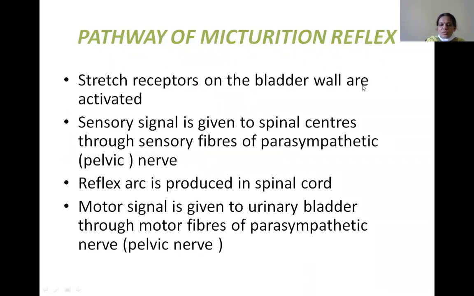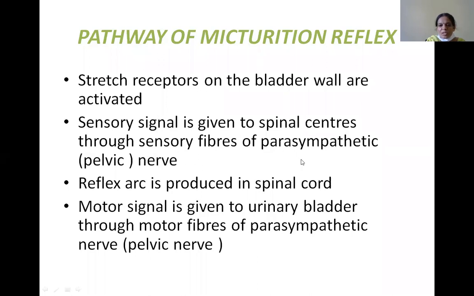So how does micturition occur? How is this micturition reflex elicited? There are stretch receptors. Whenever the bladder is being filled, the bladder will be stretched and these receptors will be stimulated. So these stretch receptors on the bladder wall are activated, and a sensory signal is given to the spinal centers through the sensory fibers of the parasympathetic nerve.